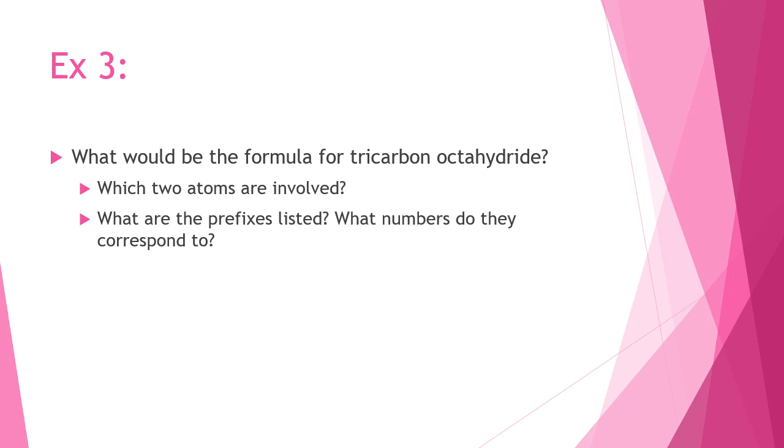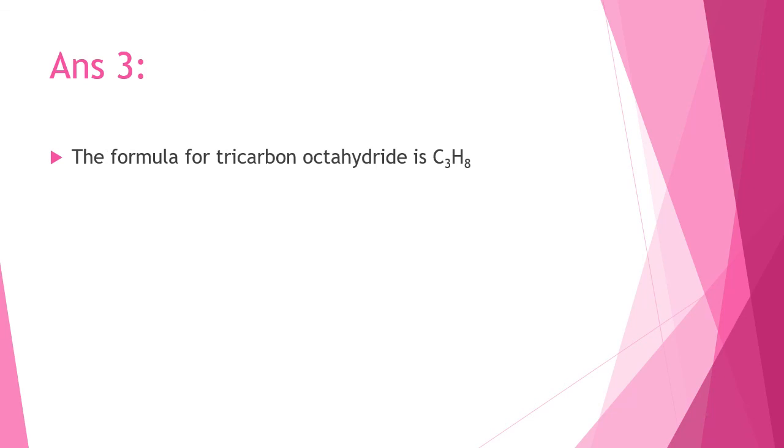What are the prefixes that are listed and what numbers do they indicate? The tri in front of carbon indicates a 3, so it should be C3 for the first part of the compound. The second part has the prefix octa, which implies 8, so there must be 8 hydrogens. So the formula for tricarbon octahydride must be C3H8. Now that you know this information, good luck and go forth.